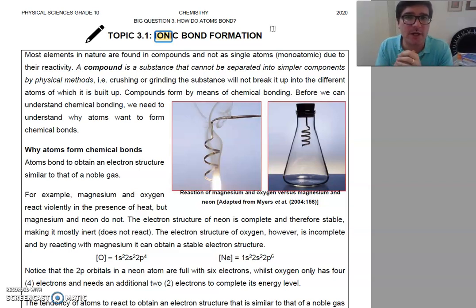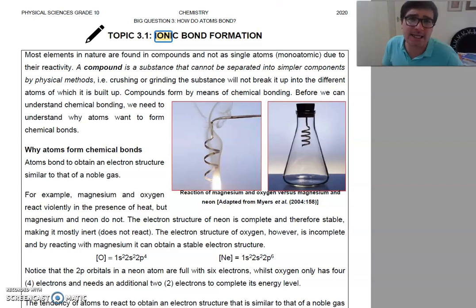Now, I just want you to recall, how do ions form? Ions form by the loss or gain of electrons. So they're charged particles. If I've got a negative ion, it means the atom gained electrons to become a negative ion, which we call an anion. Whilst if it's a positive ion, the atom lost electrons to become positively charged, and now it has more protons than electrons. So let's get into the topic.